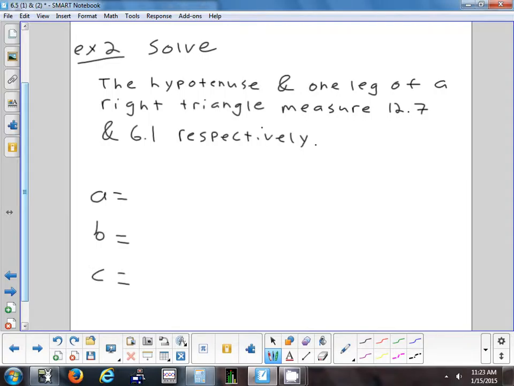Now I've got a choice. They didn't tell me which leg it is. Could be A or B. I'm going to make it A. If you decided to make it B, you're going to get the same answers as me. You're just going to get your alpha and beta switched. On a test, I think I would make it clear. I want you to make 6.1 A. I won't leave it vague like that one.